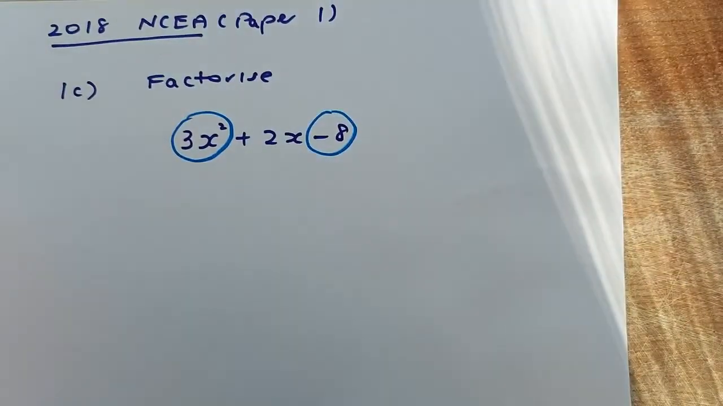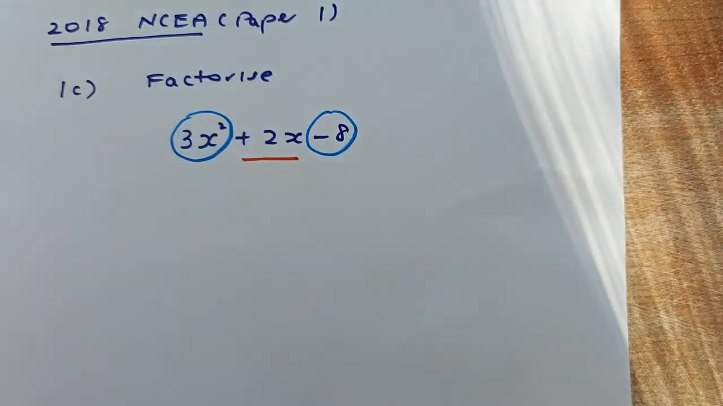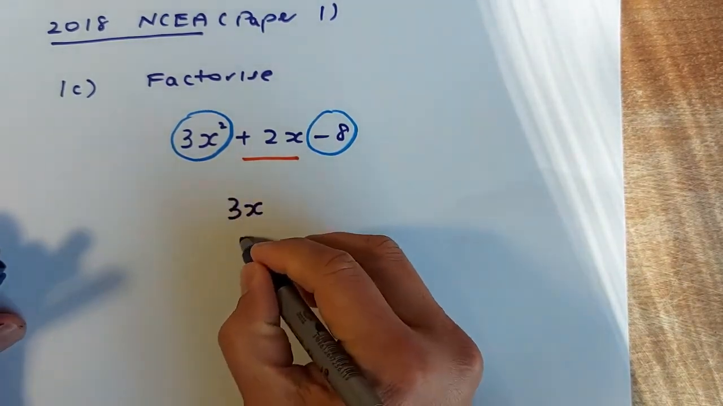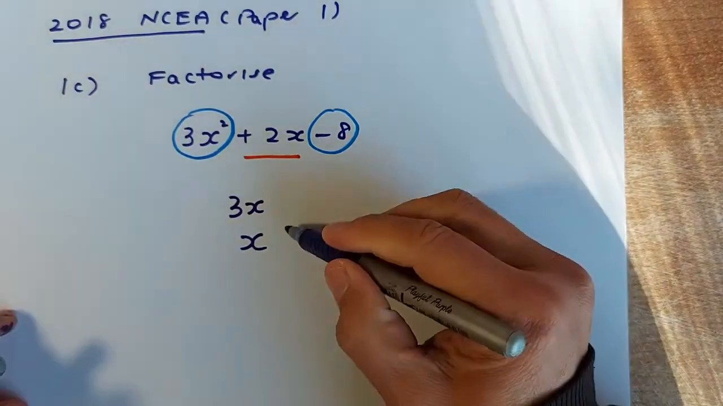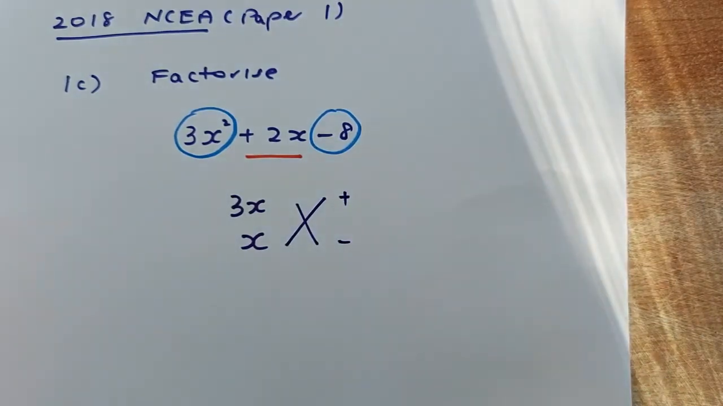Okay, and your objective is to find the middle number as 2x. So the first thing again, you are going to put in the possible factors of 3x squared. So the only possible factors is 3x multiplied by x. So negative 8 means one of the answers has to be positive and the other has to be negative. So there are many possibilities. It could be 8, 1, 4, minus 2, or whatever.